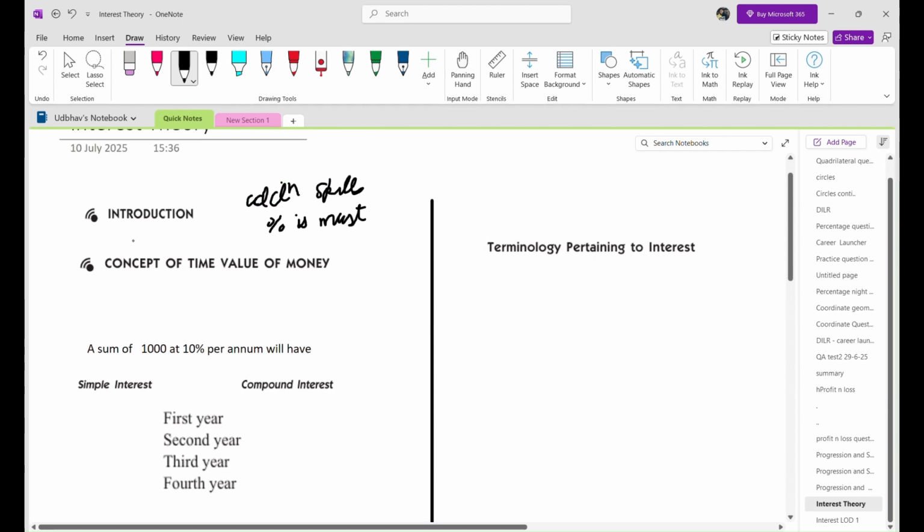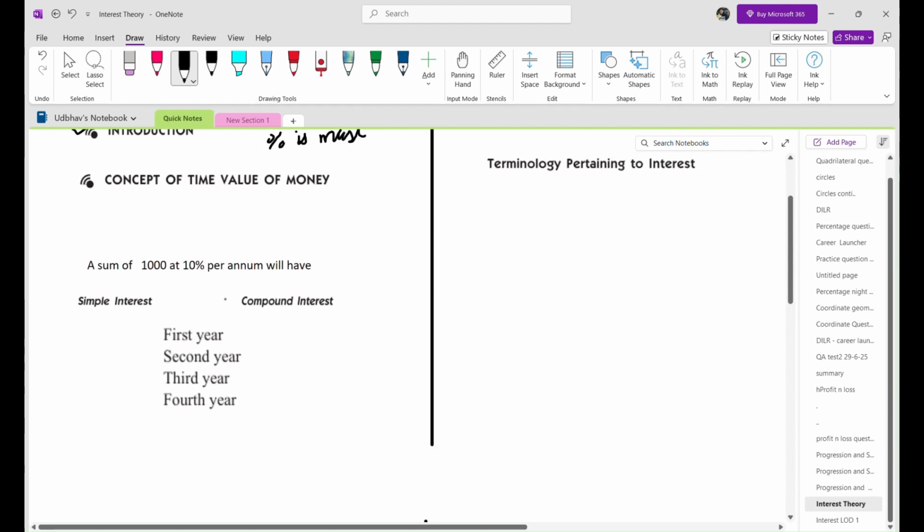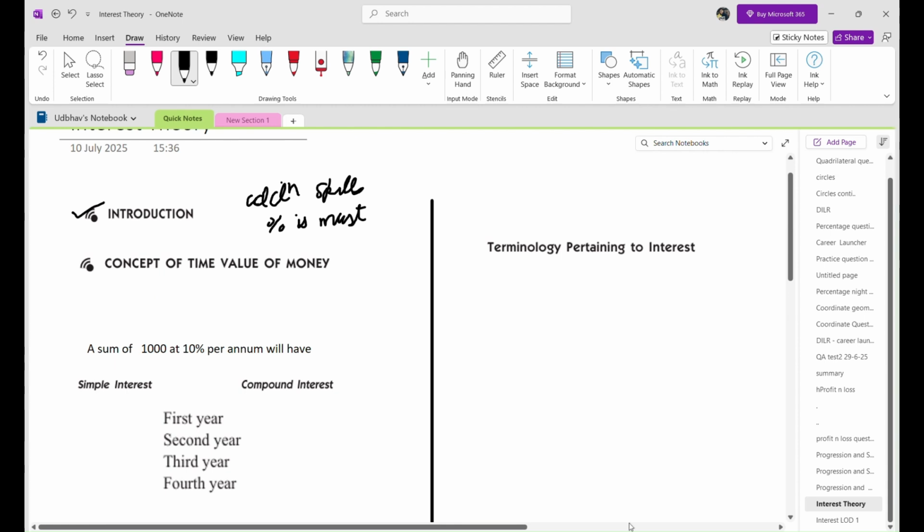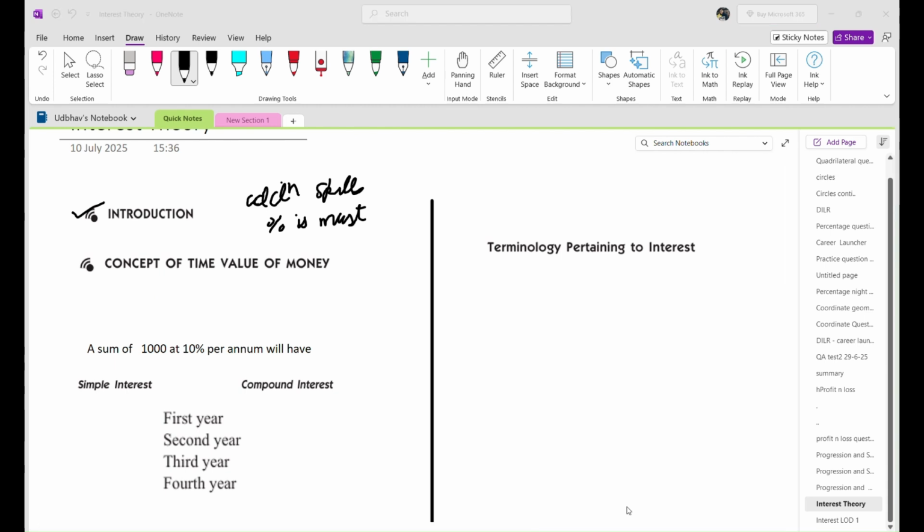So let's start with the concept of time value of money. The value of money is not constant. This is one of the principal facts on which the entire economic world is based. A rupee today will not be a rupee tomorrow, right? The value of 1 rupee is changing constantly. This is the basic need for the concept of interest.